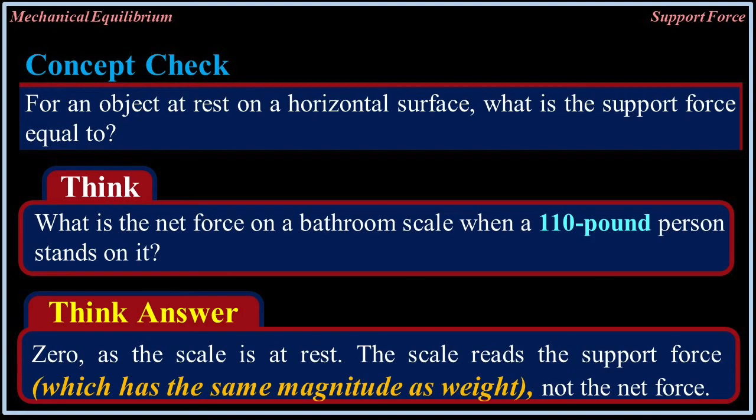Concept check. For an object at rest on a horizontal surface, what is the support force equal to? The weight. Think. What is the net force on the bathroom scale when a 110-pound person stands on it? 0. As the scale is at rest, the scale reads the support force, which has the same magnitude as the weight, not the net force.